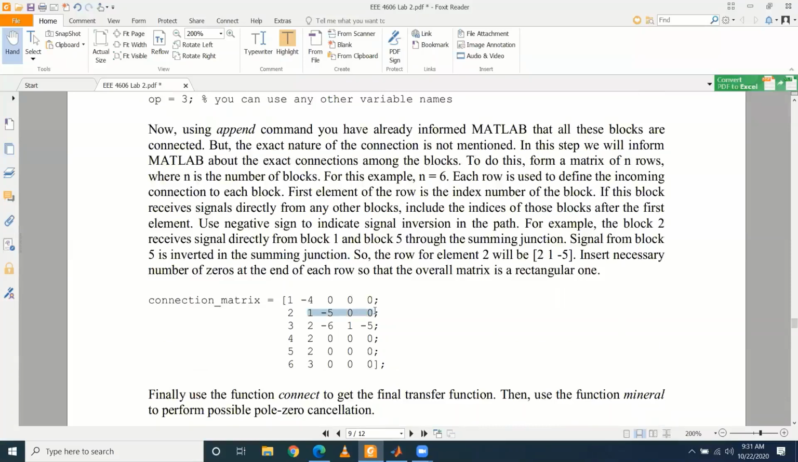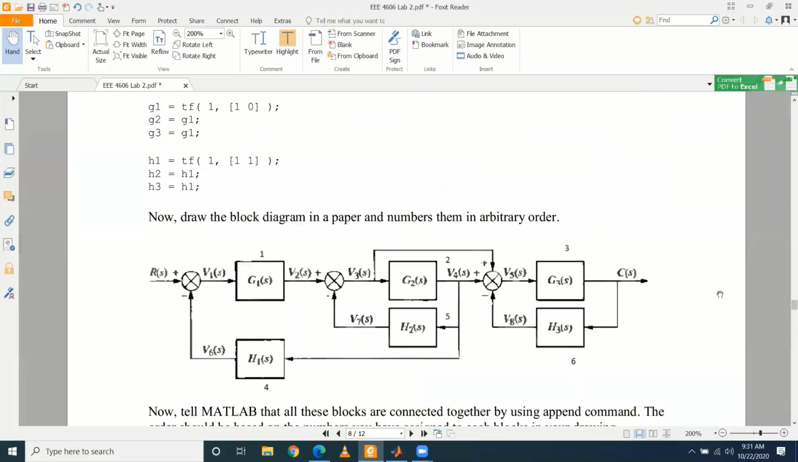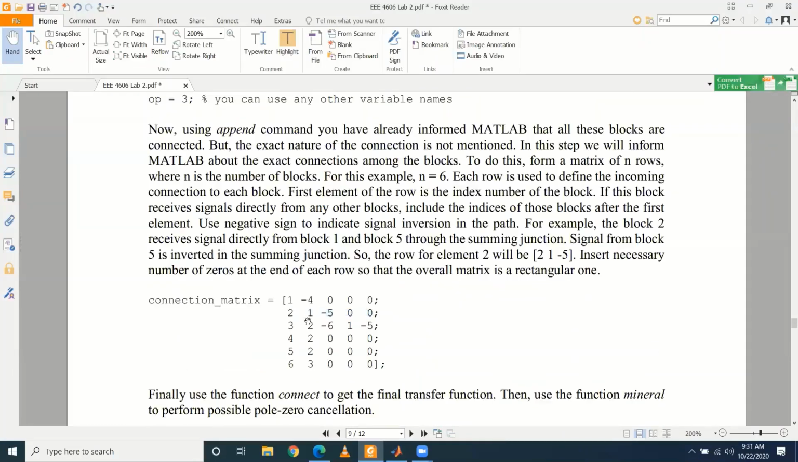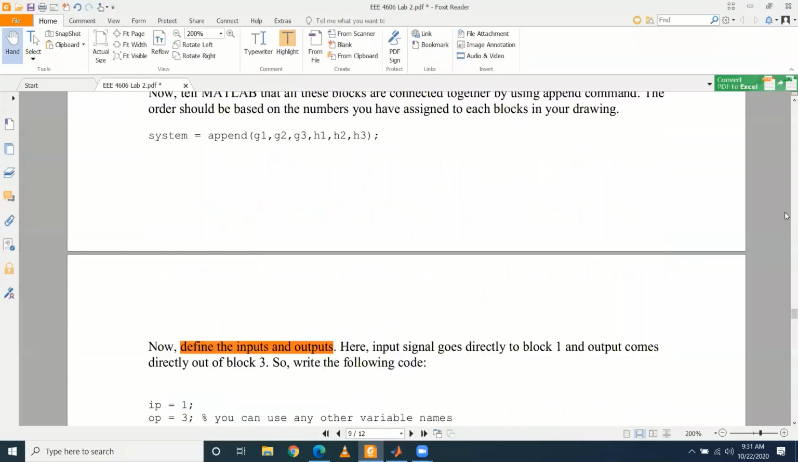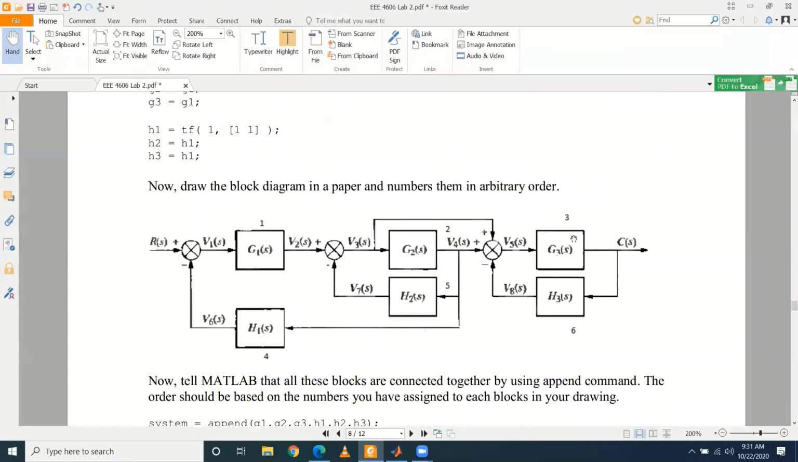Sir, can we write -5 1? Yes, you can write that. The order in which you write these connections doesn't matter. You can write 0 -5 1 0. Same thing. The order of each block's connections does not matter when writing the connection matrix. But obviously the order of the blocks matters. So it will be 1, 2, 3, 4, 5, 6 from top to bottom. But beside each block, the connection order does not matter. So let's move on to block 3. How many signals are entering block 3?